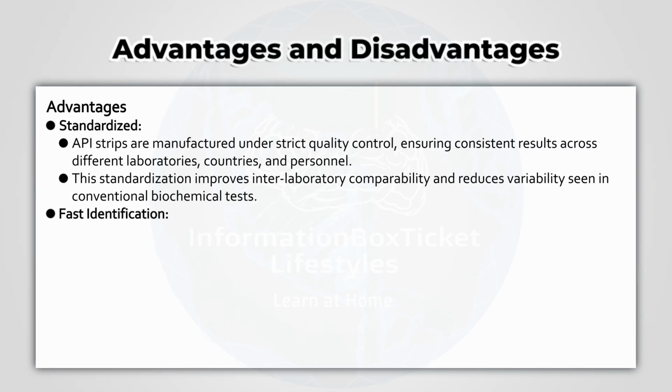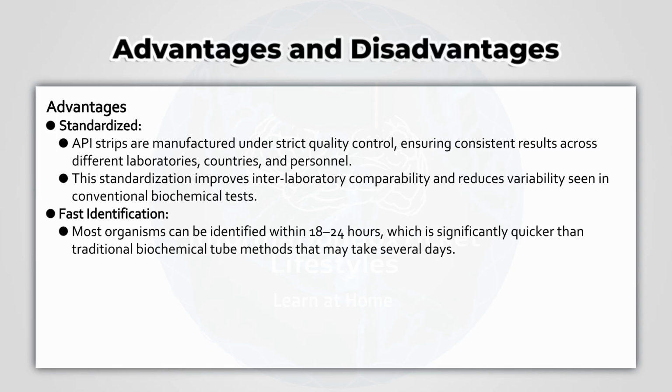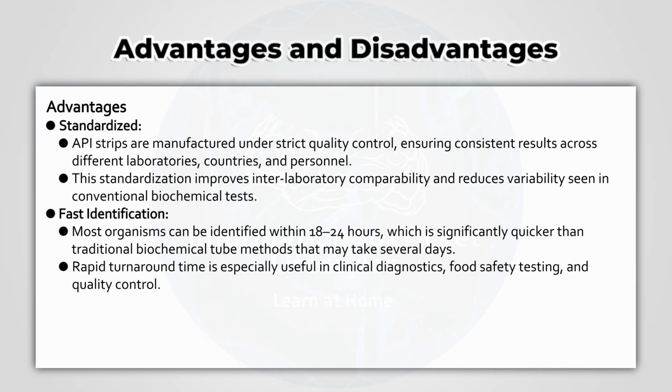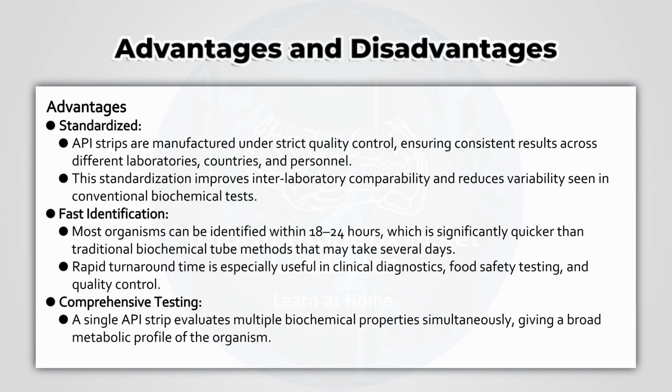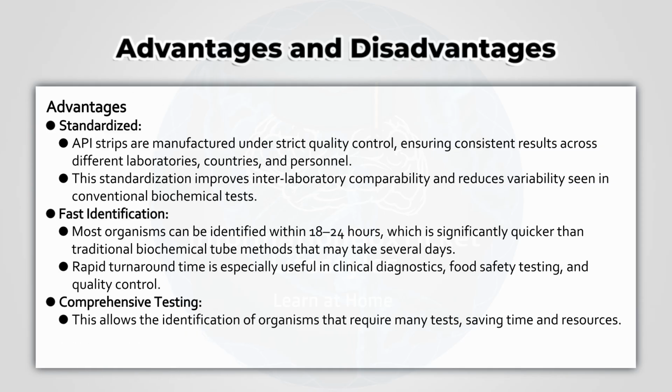Fast identification. Most organisms can be identified within 18 to 24 hours, which is significantly quicker than traditional biochemical tube methods that may take several days. Rapid turnaround time is especially useful in clinical diagnostics, food safety testing, and quality control. Comprehensive testing. A single API strip evaluates multiple biochemical properties simultaneously, giving a broad metabolic profile of the organism. This allows the identification of organisms that require many tests, saving time and resources.